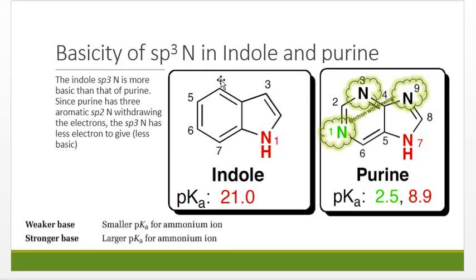Basicity of sp3 nitrogen in indole and purine. The indole sp3 nitrogen is more basic than that of purine. Since purine has 3 aromatic sp2 nitrogens withdrawing the electrons, the sp3 nitrogen has fewer electrons to give, so it is less basic. We get a weaker base with a smaller pKa for the ammonium ion, and a stronger base with a larger pKa for the ammonium ion.